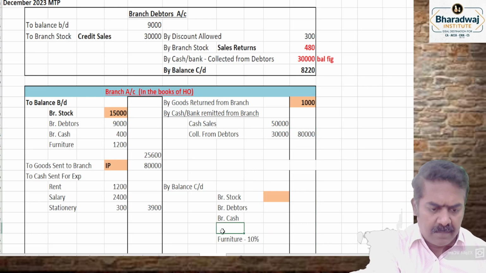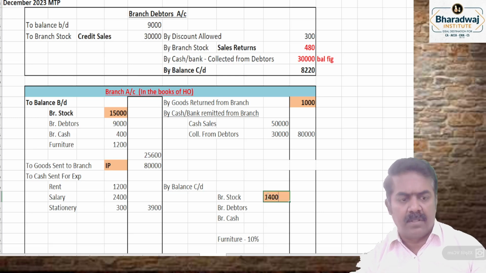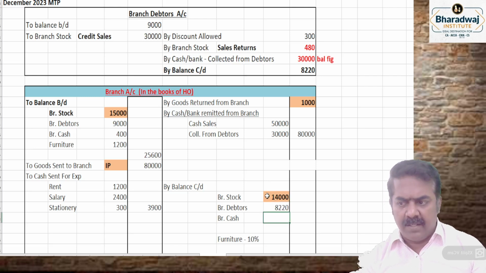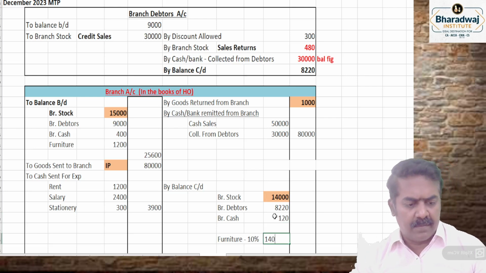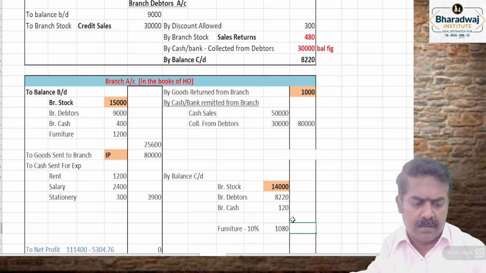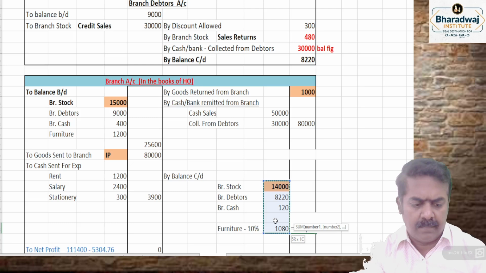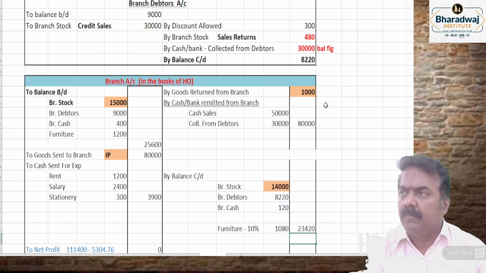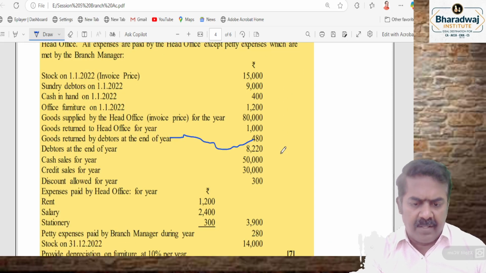Closing balance. Closing balance of branch stock, how much? 14,000. Closing debtors, 8,220. Closing cash balance, 120. Furniture minus 10%. Oh, closing cash 120.